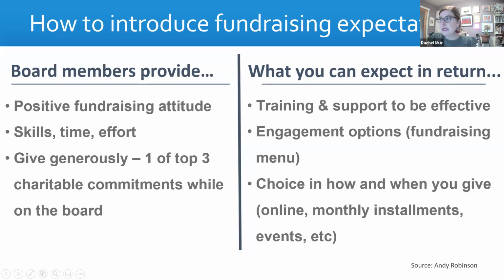When it comes to fundraising expectations and your boards, you have to introduce fundraising expectations. You need to be very clear from the beginning. This is a give and this is a take.